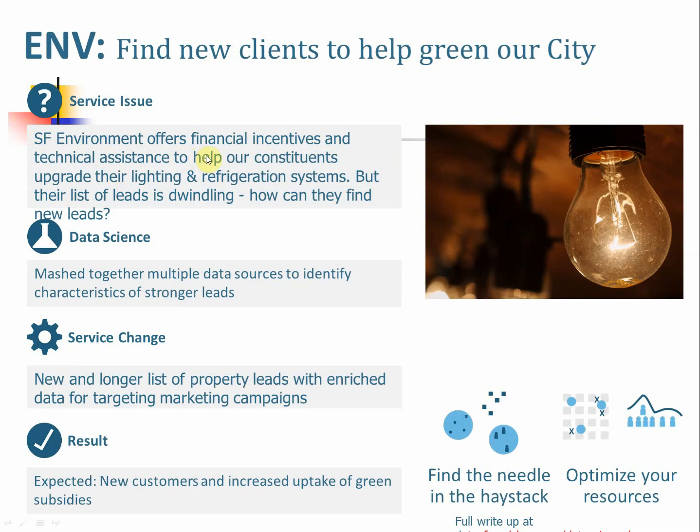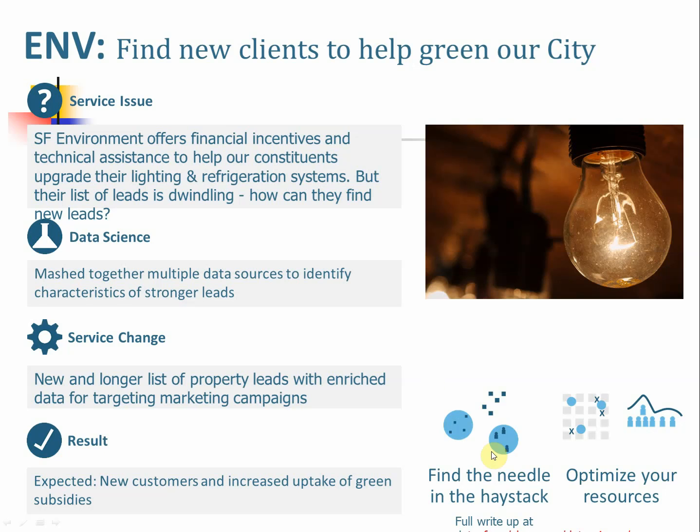San Francisco Environment offers financial incentives and technical assistance to help our constituents upgrade their lighting and refrigeration systems. But their list of leads is limited. How can they find new leads so that they can prioritize? Some people are rich and probably already have their things modified, or are even doing something better. But for some neighborhoods, do they need this kind of service? And it's going to be something they will be interested in.